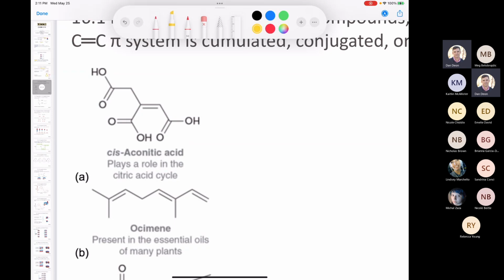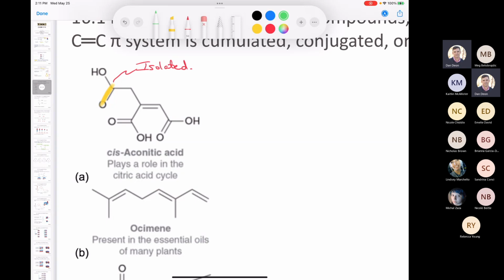What if I was to just highlight this bond in yellow? Could anybody tell me, would this be cumulated, isolated, or conjugated? The double bond on the carboxylic acid that I have highlighted. There's 3 carboxyl groups here. Aconitic acid is just a derivative of citric acid. Could anybody tell me about this one that I've highlighted? Yeah, exactly, Emily. That one's isolated, isn't it? It's just kind of over there by itself. Isolated.